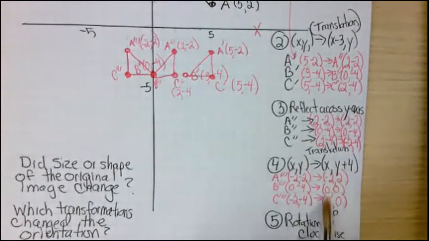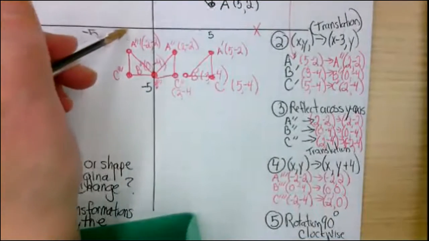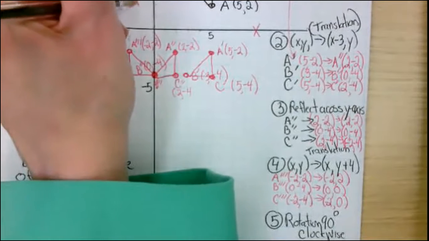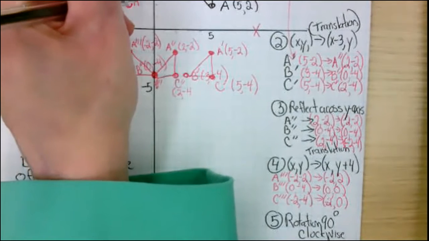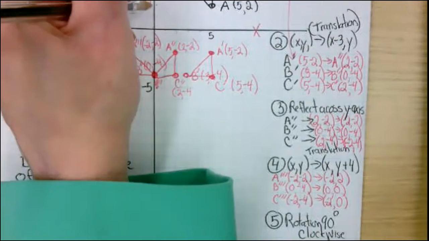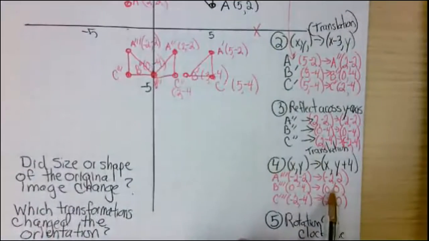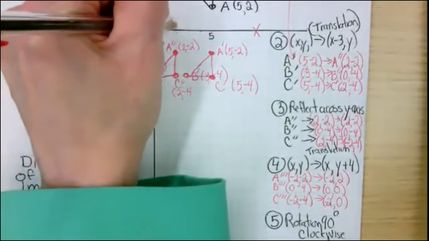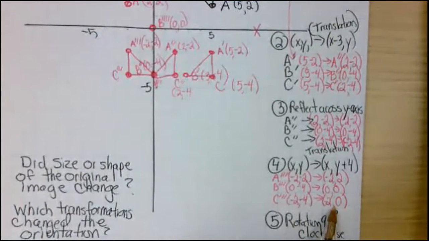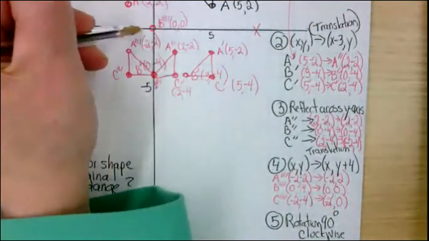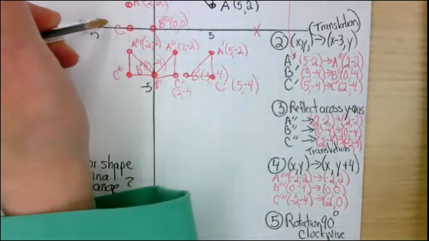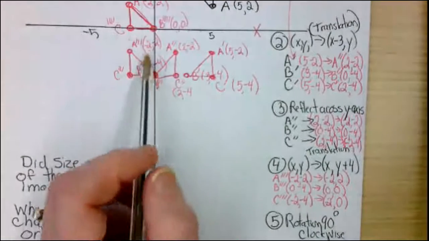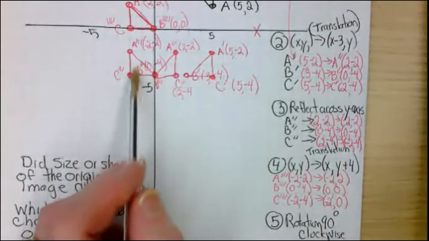So now we're going to graph these points. So we have negative 2 and positive 2. This is your A quadruple prime. 1, 2, 3, 4. Negative 2, positive 2. Then we have 0, 0 for B quadruple prime. And then we have C quadruple prime, negative 2, 0. Negative 2, 0, right here. So 1, 2, 3, 4. Connect the dots. That is a translation up 4 units from this one.